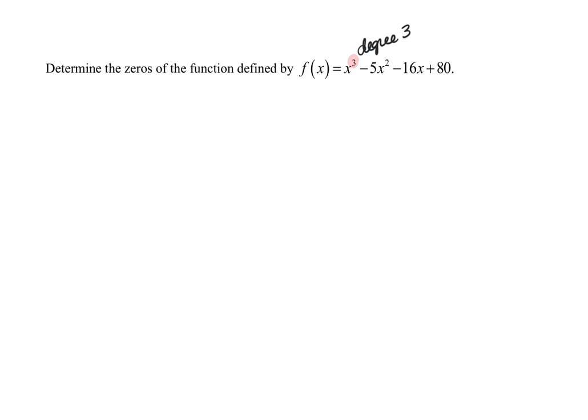Now remember, the zeros of the function are going to be the x values that cause y to equal 0. And f of x is just a fancy way of writing y. So we're going to be setting y equal to 0 and then solving the resulting equation. 0 is equal to x cubed minus 5x squared minus 16x plus 80.